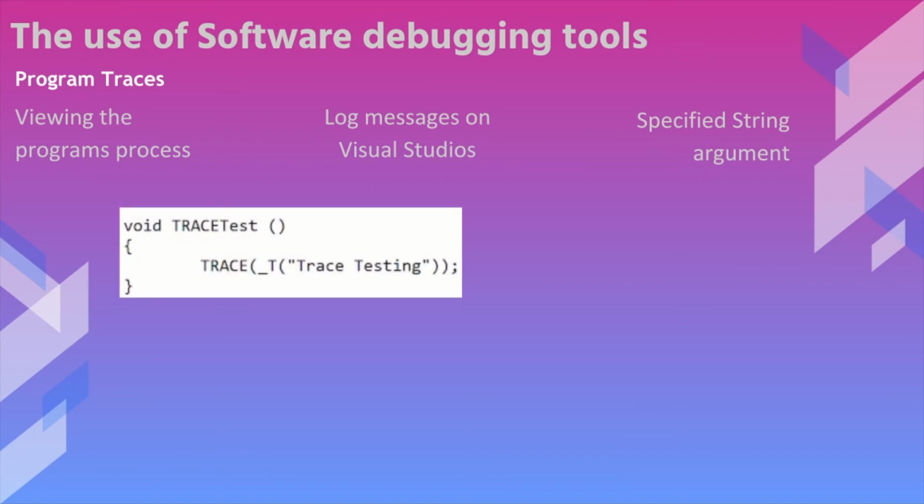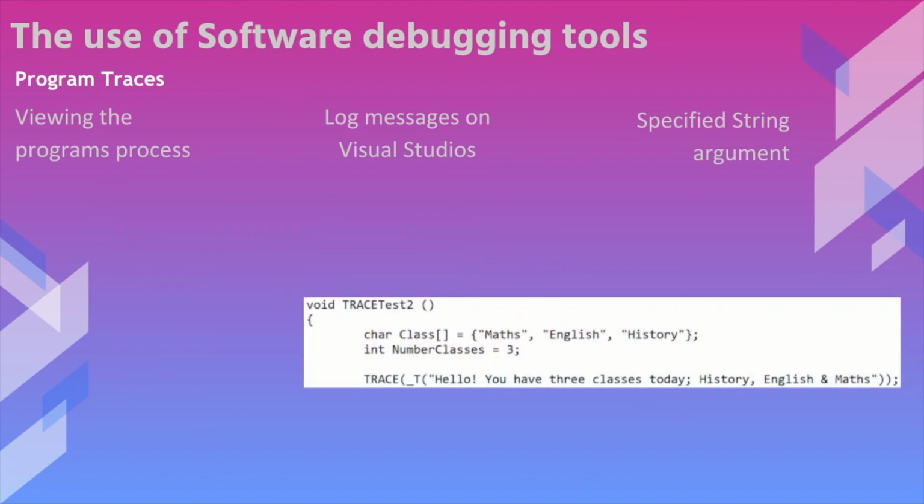Here in the first example, we have a trace test void and a program trace where it's being called, where it says Trace, bracket, underscore T, bracket, and then the string "trace testing" closed with 2 brackets after it. In the second example, for trace test 2, there is a character class for maths, English, and history, and the integer set for the number of classes to equal 3. By having this, it will say, "Hello, you have 3 classes today: history, English, and maths" in the log message as the coding shows the program trace caller.